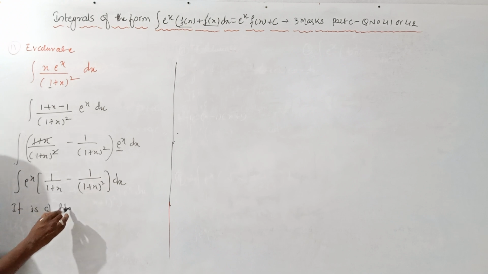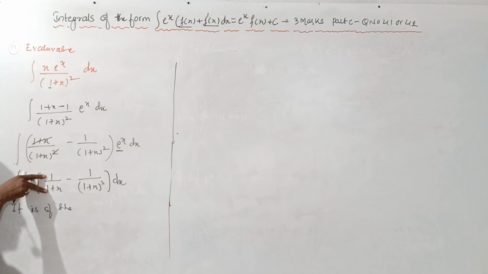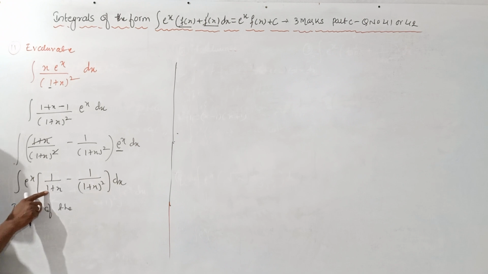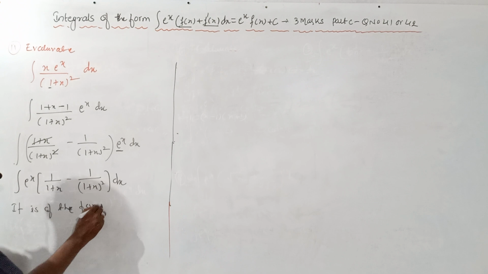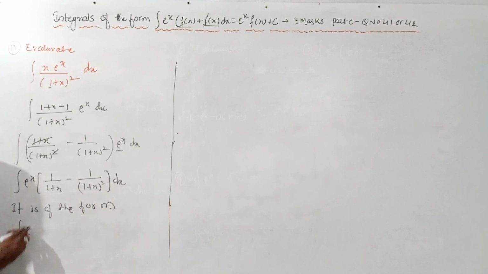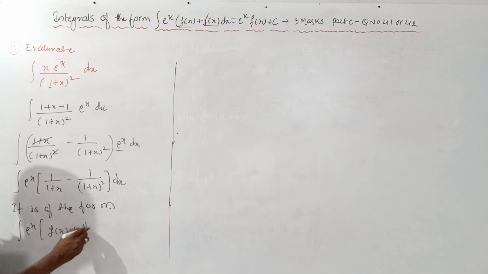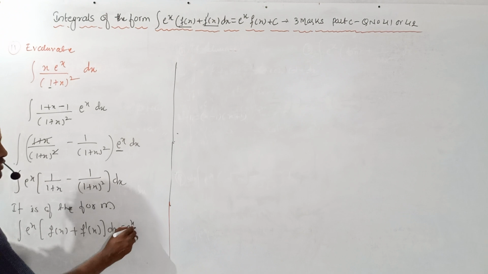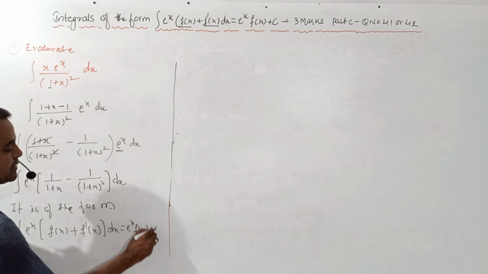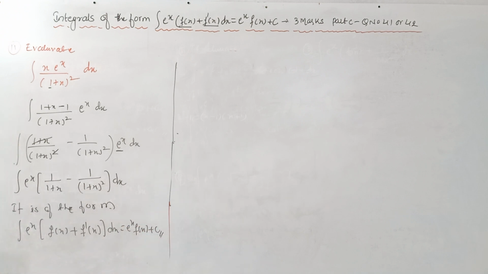It is of the form 1 by x. The derivative of 1 by x is minus 1 by x square, and instead of x we have 1 plus x here. Yes, it is of the form integral of e raised to x into f of x plus f dash of x dx is equal to e raised to x f of x plus c.